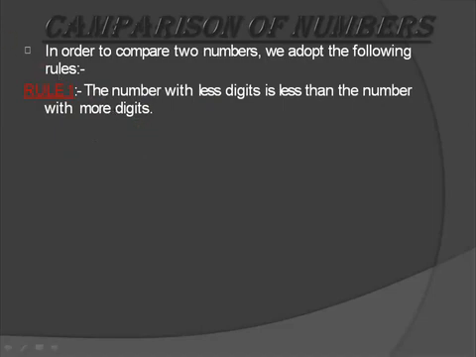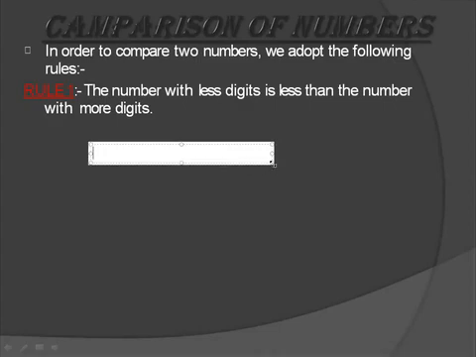So first you have to compare the numbers, to see which number will be the bigger one. For example, I will give you 56,287. Then one more number I will give you here, 69,58,265. So here, the number with fewer digits is less than the number with more digits.